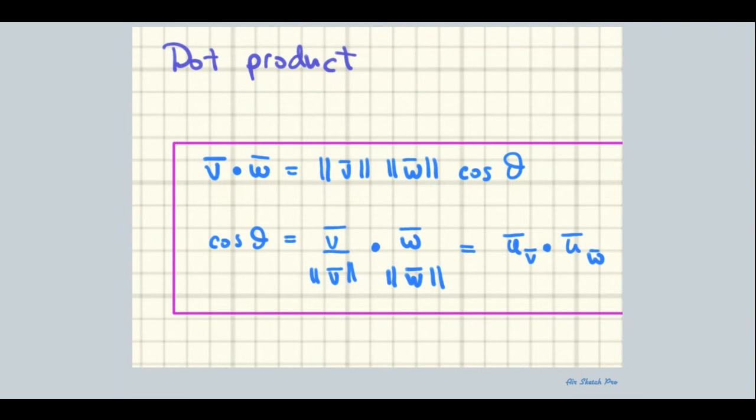But now here's the much more interesting and useful thing. What if these two vectors are perpendicular to each other? What will be the angle if they're perpendicular to each other? If these two are perpendicular to each other, what's the angle between them? 90 degrees, yes? What's the cosine of 90 degrees?